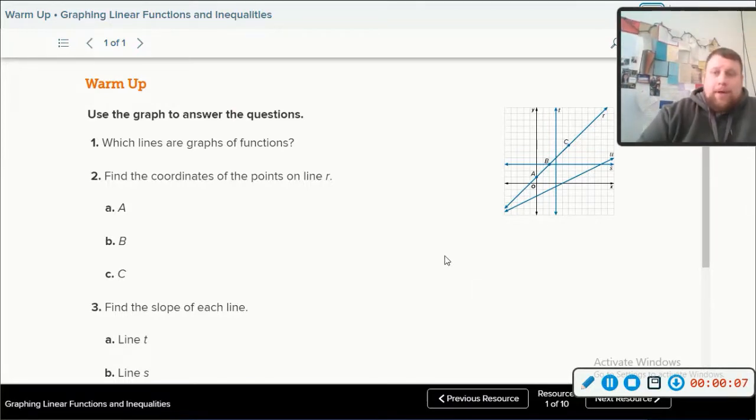Here's your warm-up. Go ahead and do it. Take a minute. May I remind you of the vertical line test? That may spark a memory. We'll see. Go ahead.